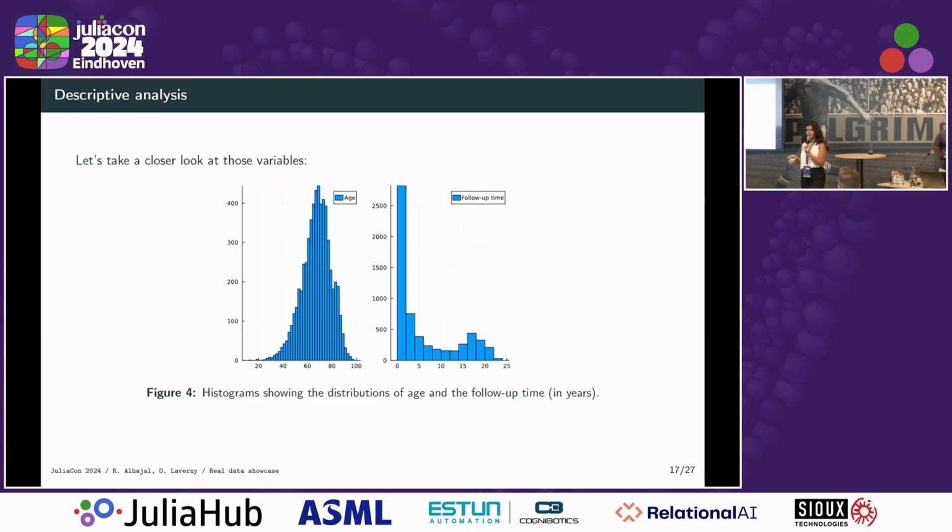The first step in any data analysis study is to look at the distribution of our variables. So we're going to look at the age and the follow-up time. And as we can see, most of our patients are aged between 60 and 80 years old. And as for the follow-up time, it takes a quick dip rather quickly. And we can tell that at around the 5-year mark, we've lost a lot of patients.